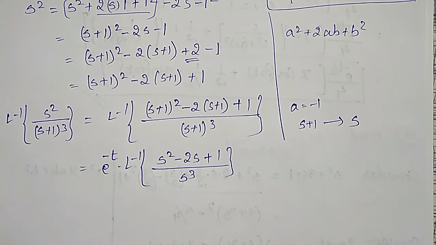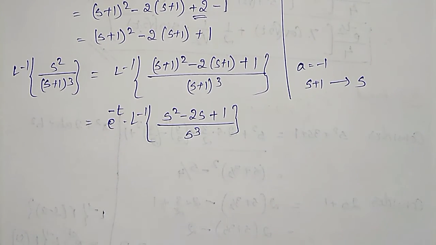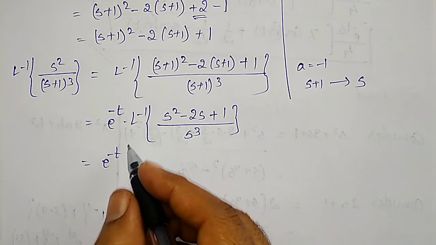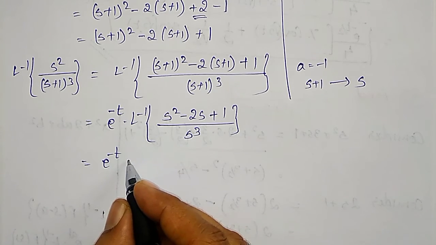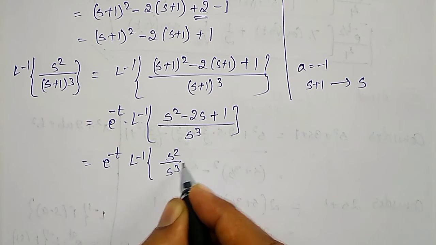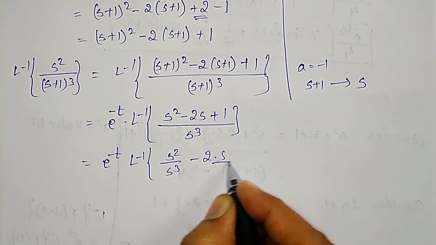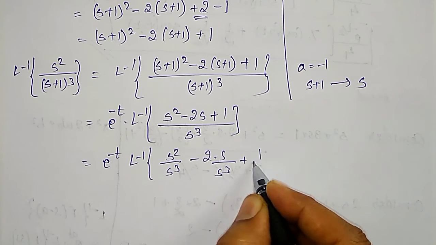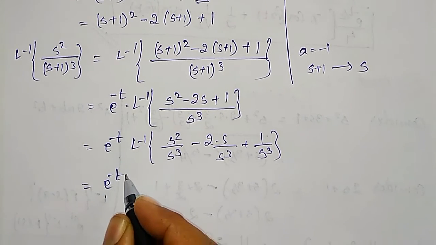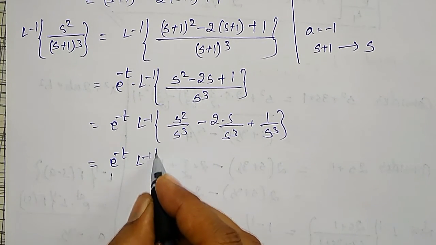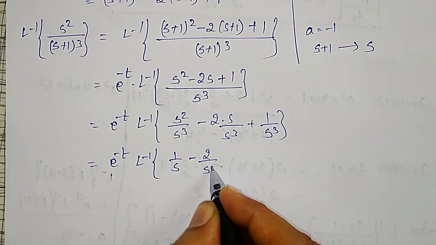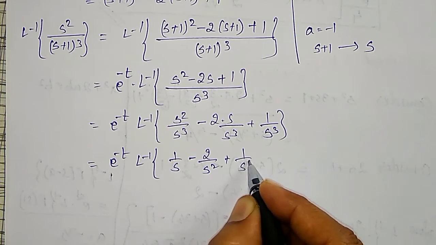Okay, its inverse Laplace transform can be calculated easily. That is e to the power minus t into, split the terms, inverse Laplace transform of s square divided by s cube minus 2 into s divided by s cube plus 1 divided by s cube, which is e to the power minus t into inverse Laplace transform of 1 by s minus 2 by s square plus 1 by s cube.